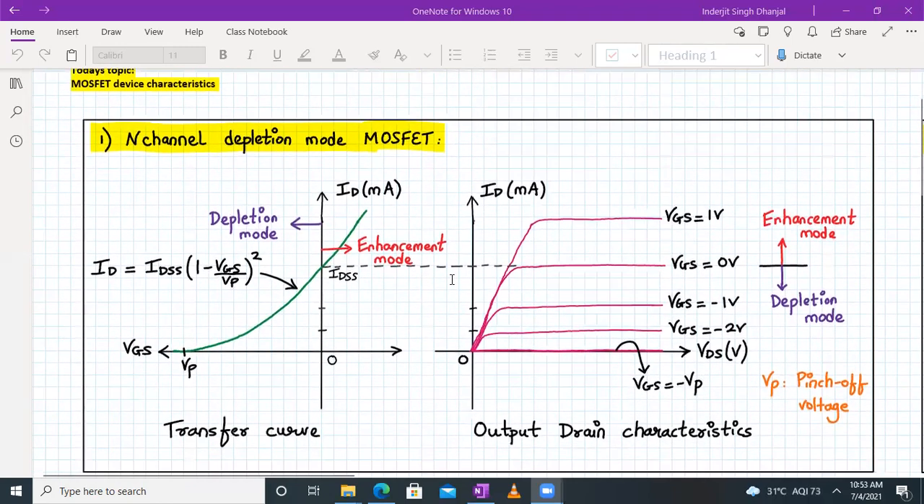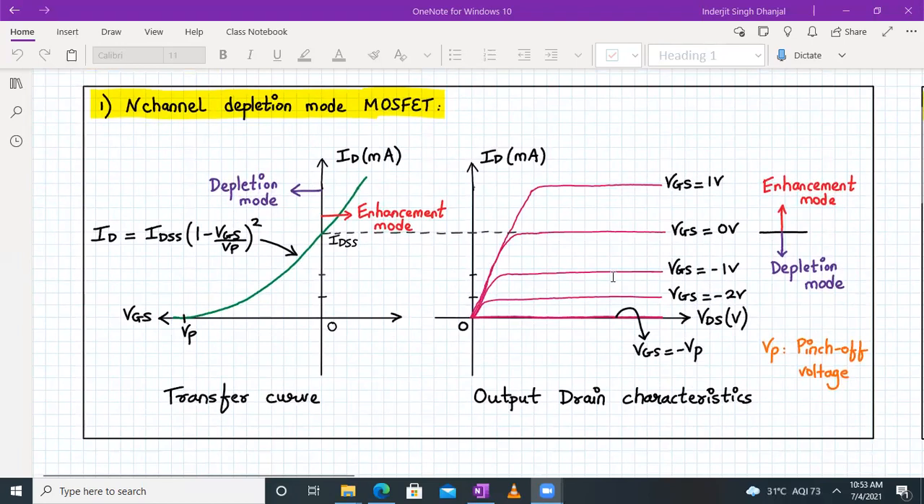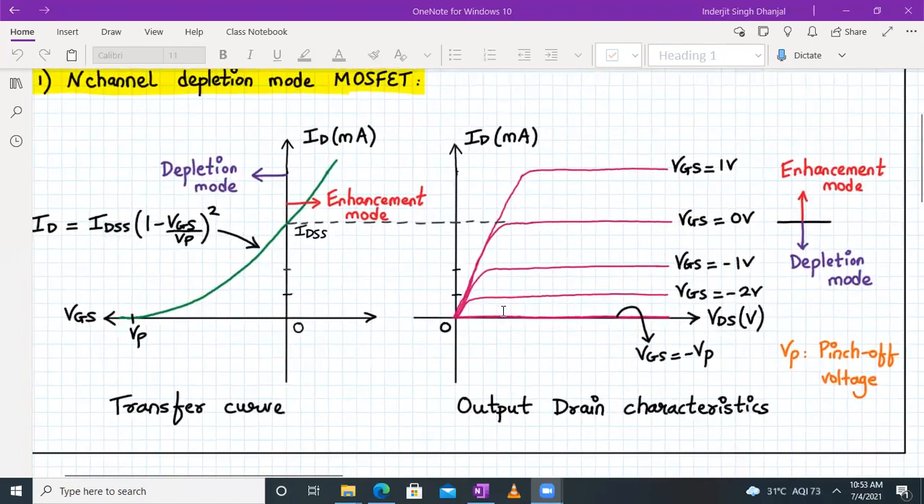So we'll first start with N-channel depletion mode MOSFET. Over here are the output drain characteristics. As we can see, for VGS equal to 0, we have a drain current of IDSS, and for negative values of VGS, we are getting less and less drain current, and at VGS equal to minus VP, that is the pinch off voltage, the current is equal to 0.